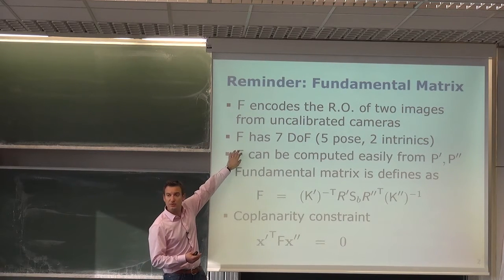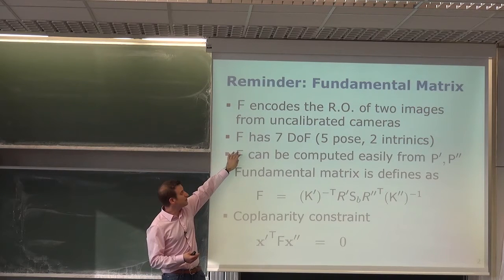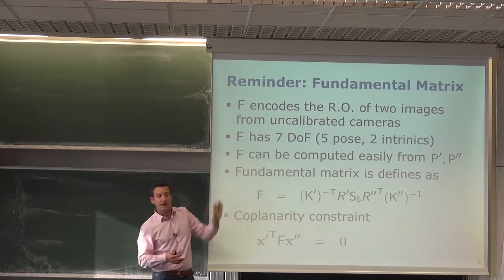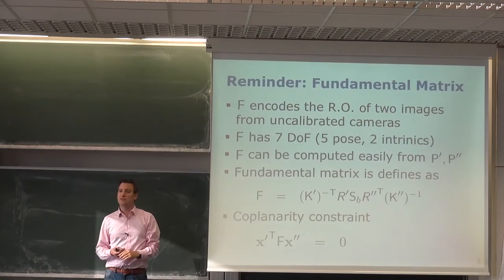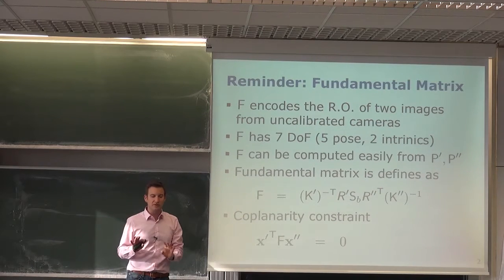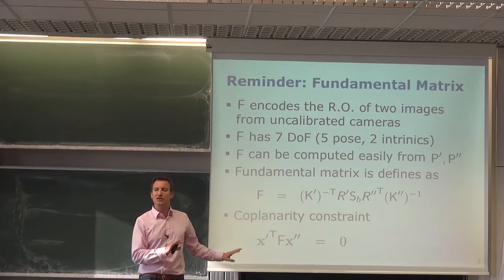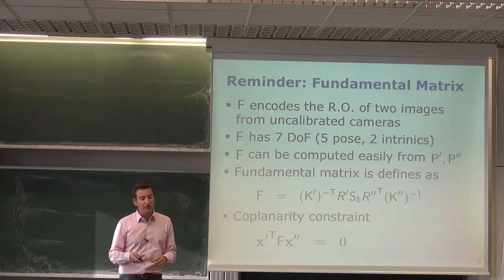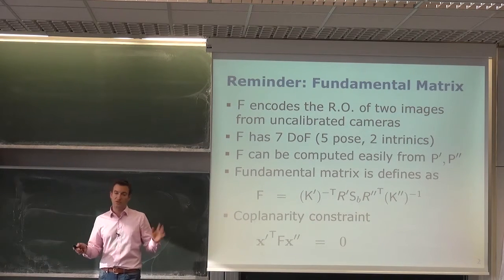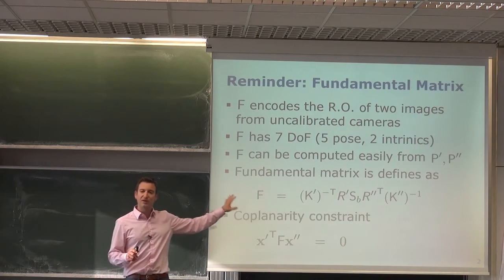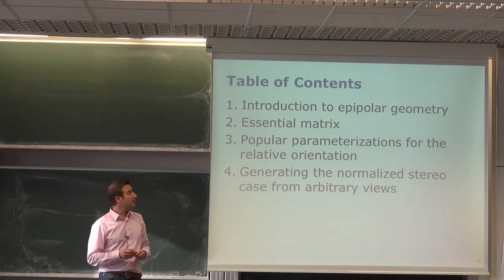We need to know that we can compute it easily if we know the projection matrices, it has 7 degrees of freedom, and it encodes the relative orientation information. It's kind of the most important ingredients. This is what you need to know and keep in mind for the remaining part of this course, at least up to Christmas. This will be an essential part in a lot of elements.